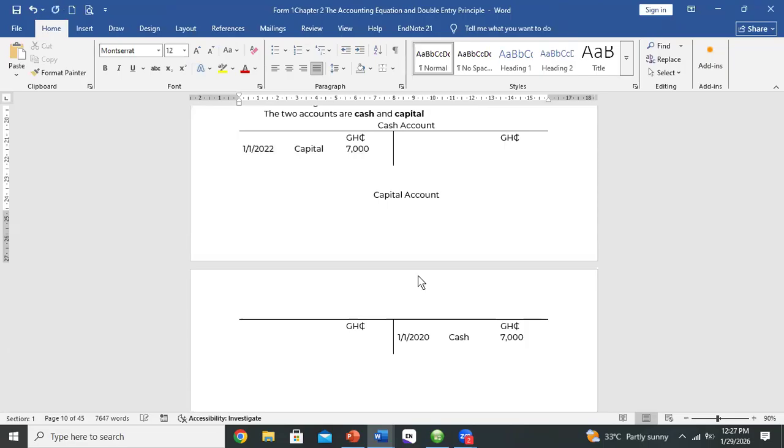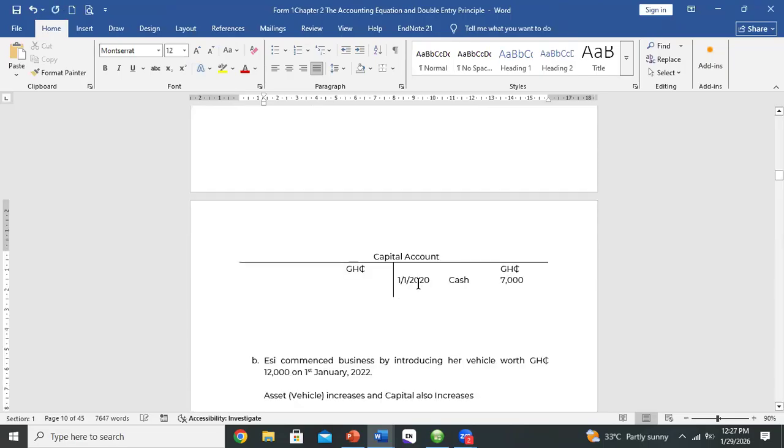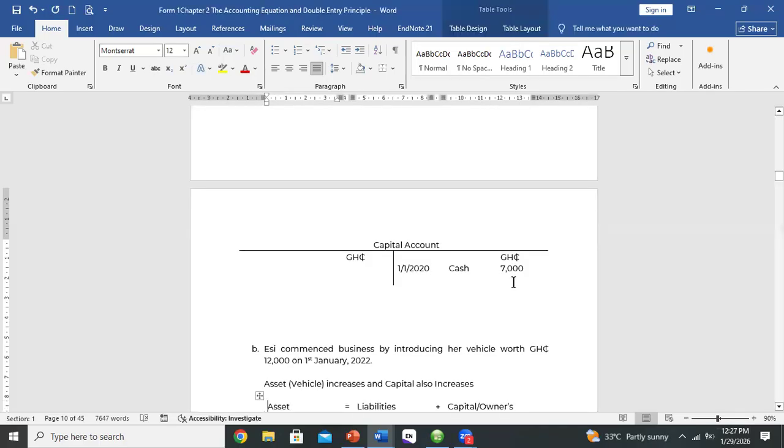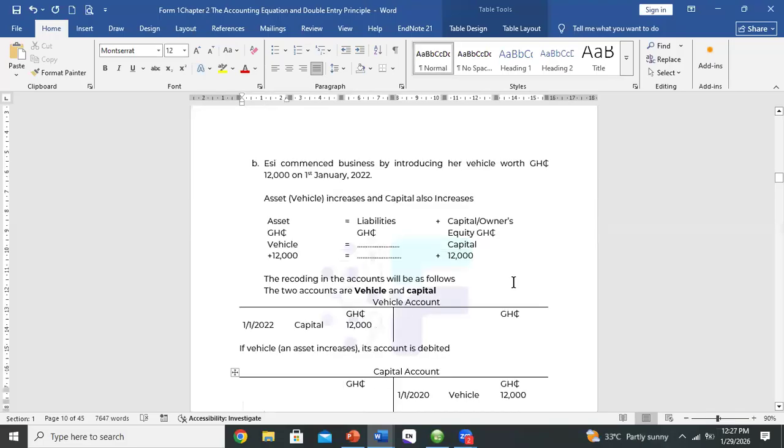Okay, the date, the details, which is the corresponding account, then you put the amount there. So this is what you were doing in school, debiting and crediting and all that. But I want to believe now you appreciate at least some good reason behind why you are debiting the asset and crediting capital. Another way they can give you this investment by the owner is to say, AC commenced business.